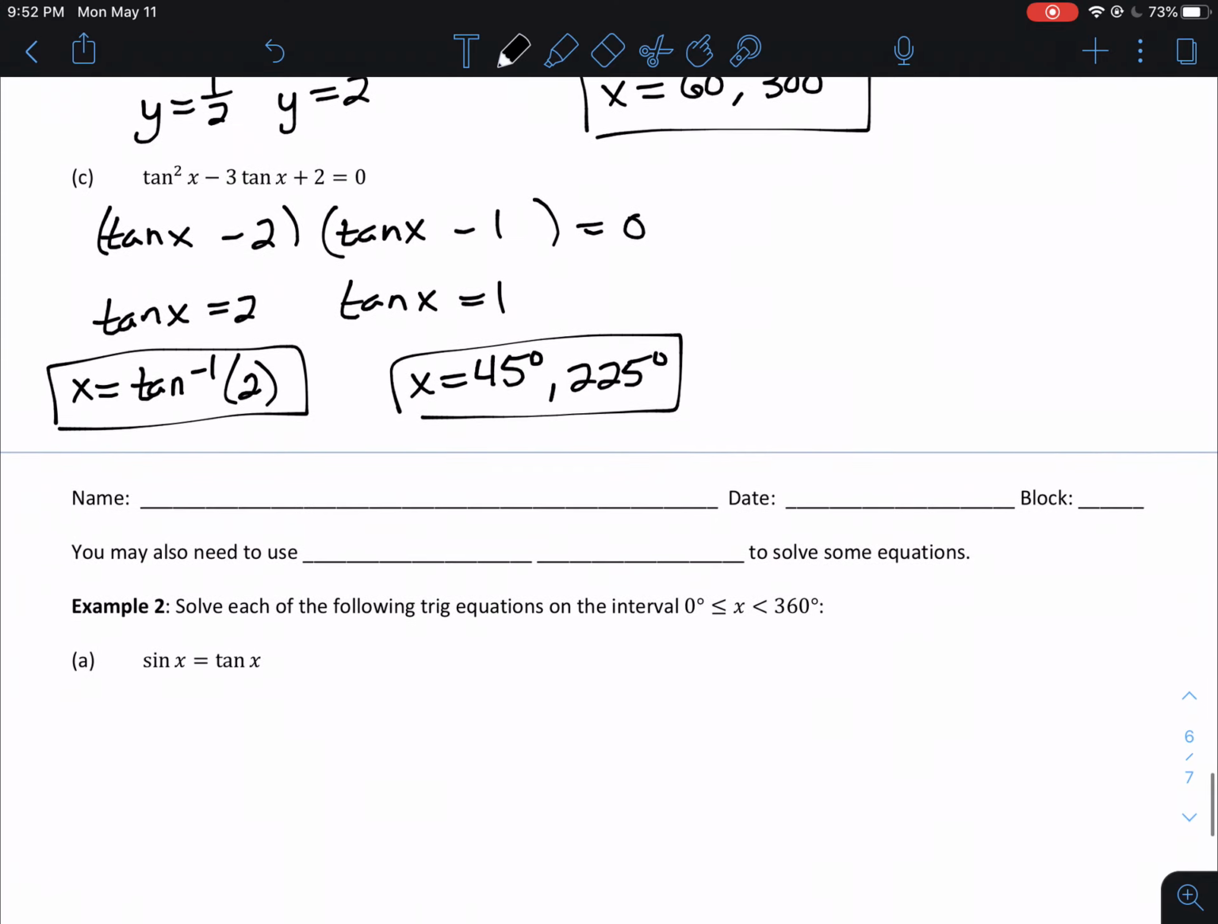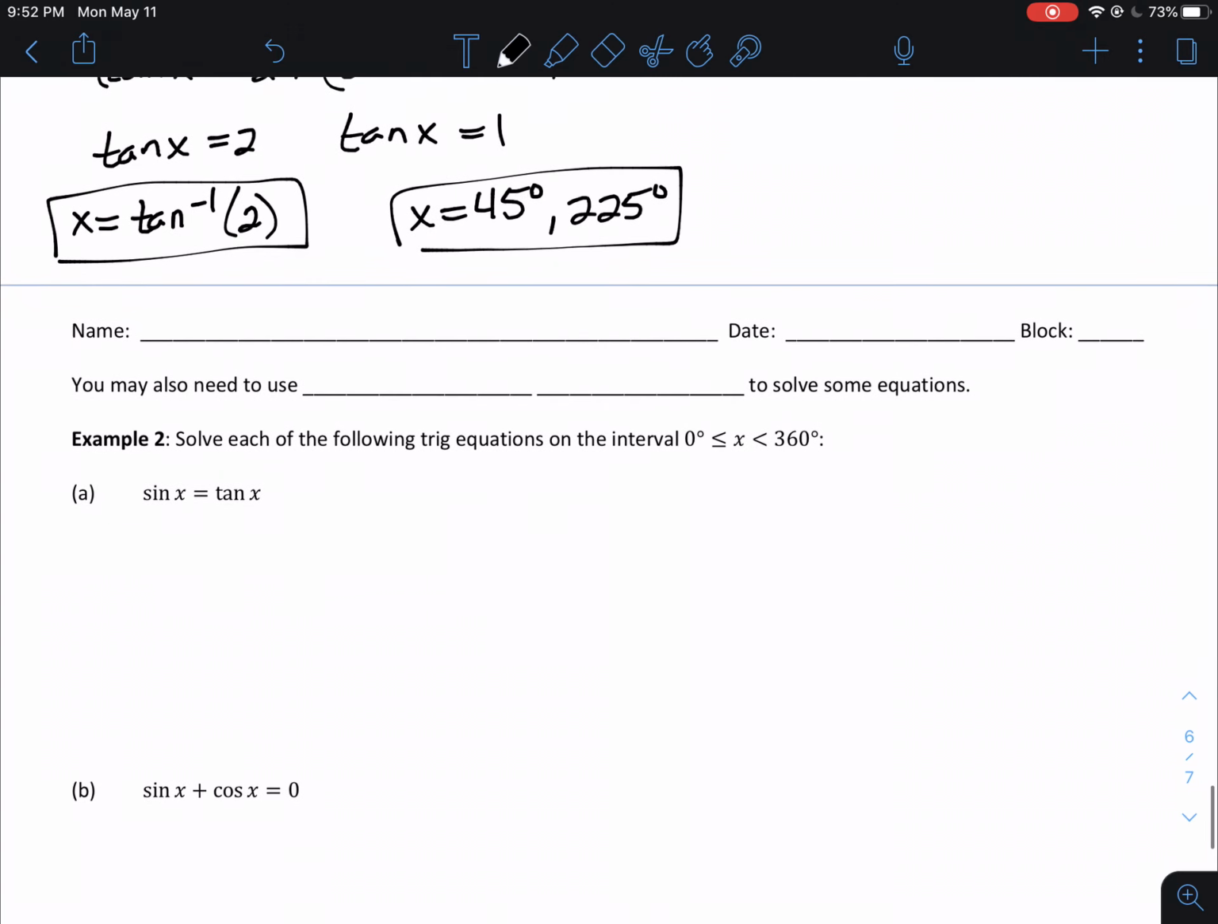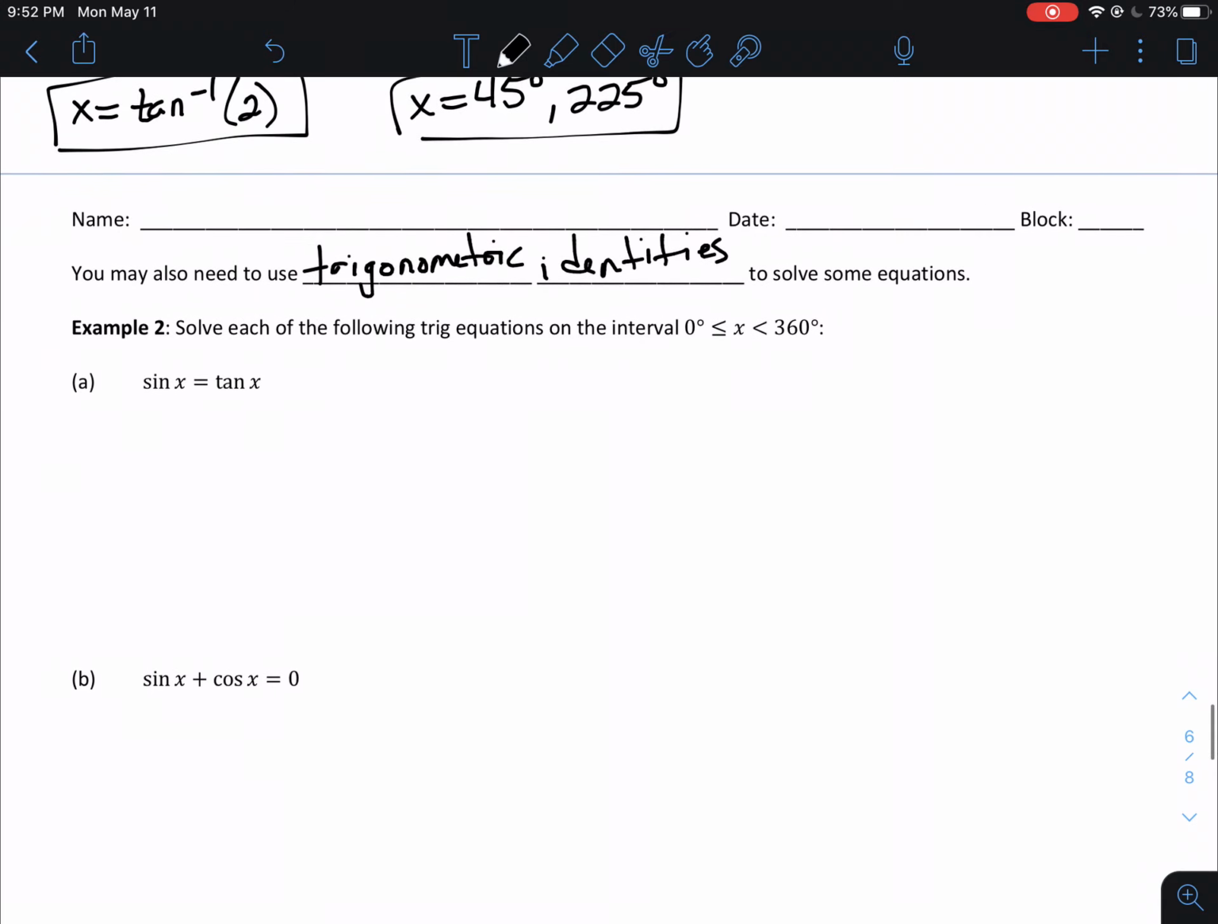All right, so in addition to factoring, you might have to use some trigonometric identities in order to solve some other equations. So that was kind of why we wanted to look at those trigonometric identities, is that they are useful in helping solve some equations where you can use them to kind of help yourself out. So let's solve each of the following trig equations on the interval 0 degrees to 360, starting with A.